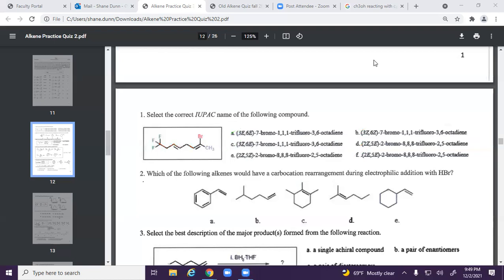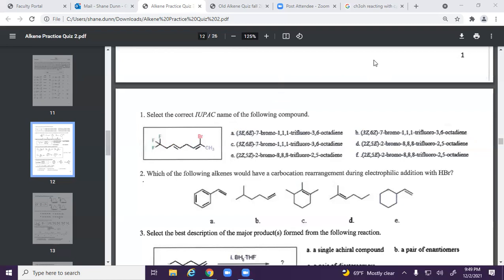There's one that's definitely going to appear on your quiz or exam, because one like this is always going to appear on every OChem 2 exam, and naming one like that is going to appear. So don't forget the rules. Okay.